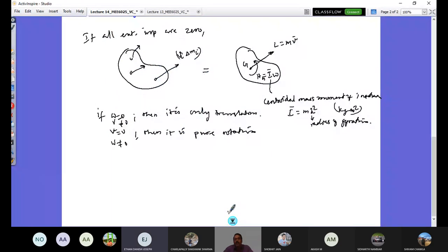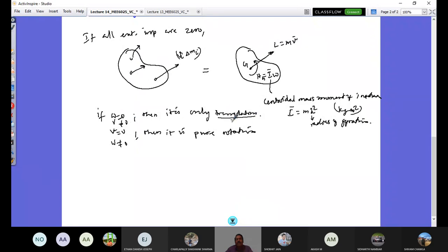If omega is equal to zero, then isn't that pure rotation? Isn't it the other way around? Omega is an angular velocity, and V is a linear velocity. In the case where angular velocity is zero and linear velocity is non-zero, that is a specific case of rigid body motion, only translation.